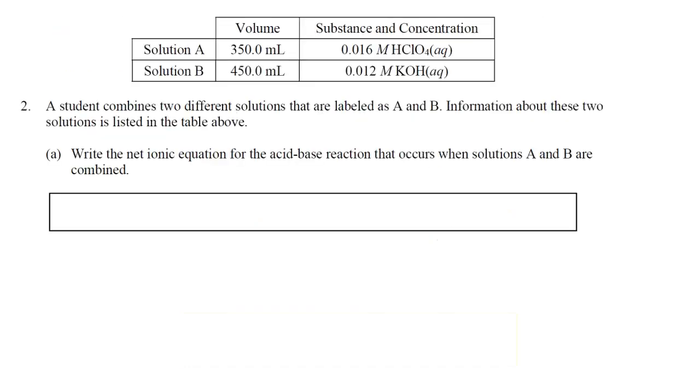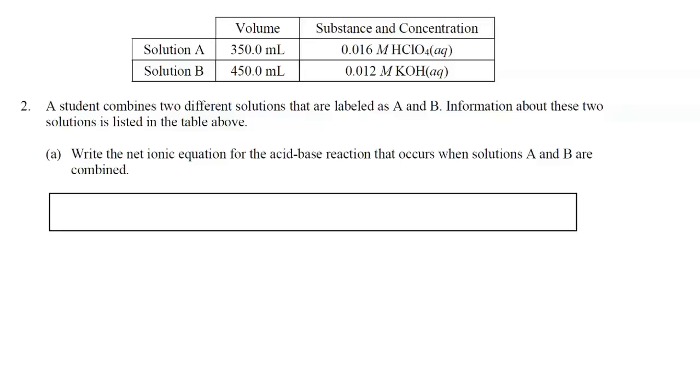All right, let's go ahead and take a look at question 2. It says a student combines two different solutions that are labeled as A and B. Information about these two solutions is listed in the table above. So solution A, the volume is 350.0 milliliters, and it's a 0.016 molar solution of perchloric acid, HClO4, and solution B has a volume of 450.0 milliliters, and it is a 0.012 molar solution of potassium hydroxide.